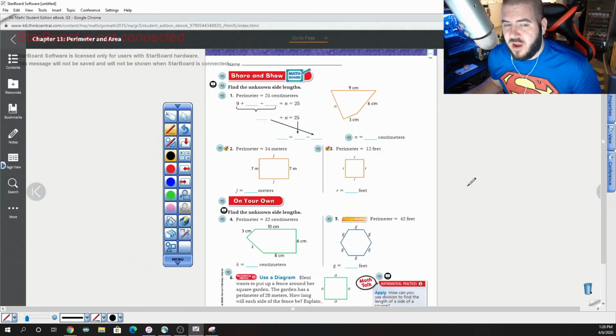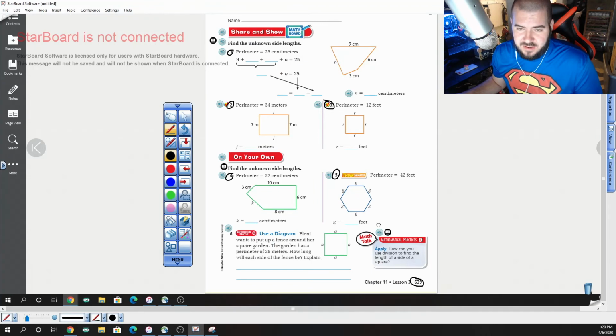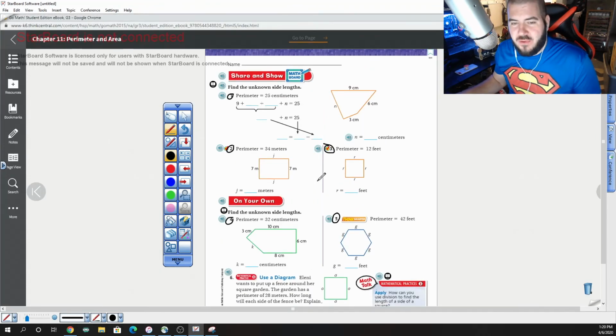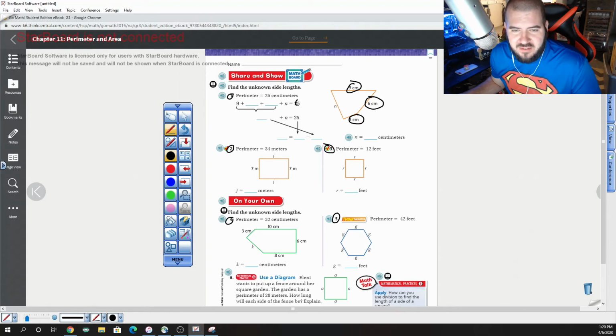Okay, let's go on to the problems that you're going to need to do. So we're going to be doing numbers 1, 2, 3, 4, and 5 on page 639. Okay? So for number 1, you are definitely going to want to use the method where you add the 3 sides that you know together, and they're going to equal 25. So 9 plus 6 plus 3. Add them together, subtract it from the big number to find your answer.